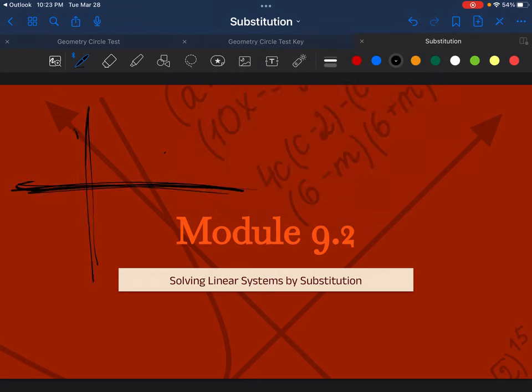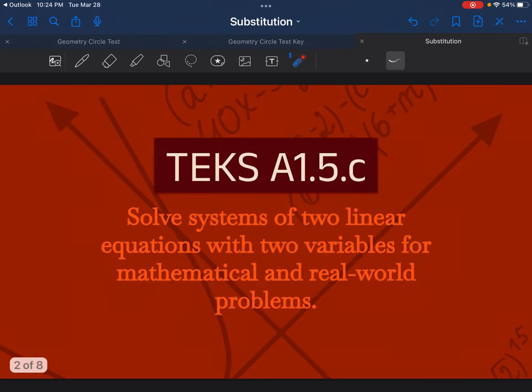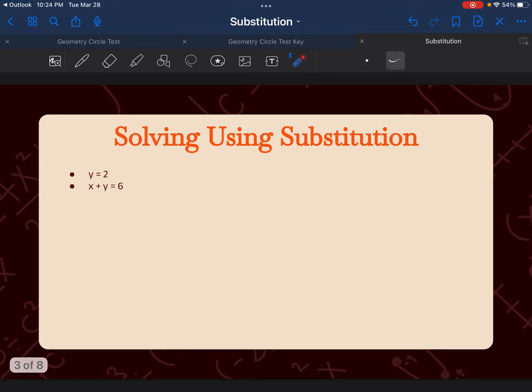You were given your x-axis and your y-axis, and then you were given two lines. For example, you were given this blue line and this green line, and your only job was to find where they intersected. This time we're going to be doing the same thing. You're going to be given two linear equations with two variables, always x and y, and we're going to find where they intersect, their solution.